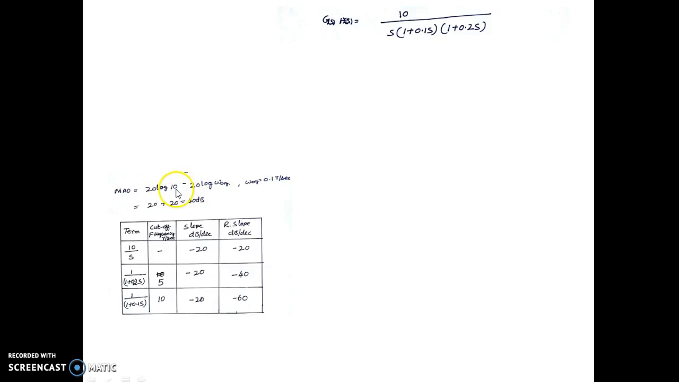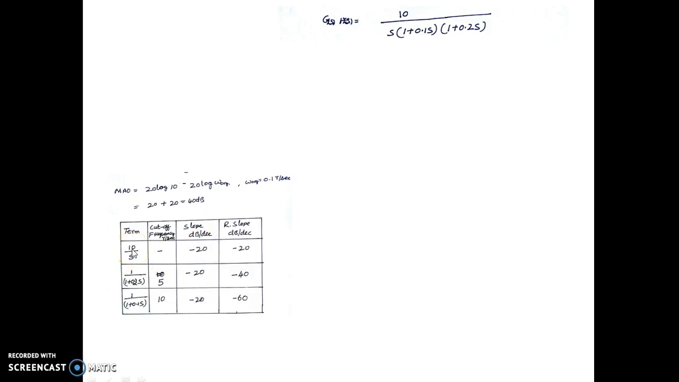So we have this as 20 log of 10 minus 20 log of omega origin. Omega origin is 0.1 radian per second. We end up with this as 40 dB. Now, list the different terms in the increasing order of their cutoff frequencies, with their individual slopes.